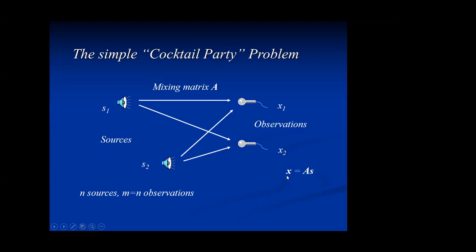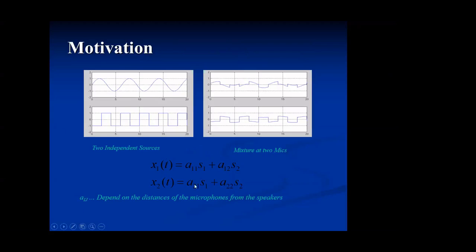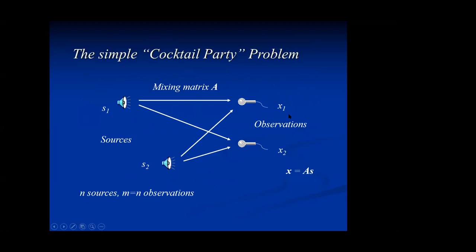So the observations X, if I take the X matrix, this is X1, X2, and so on up to Xn, is equal to A, an n by n matrix, times S1, S2, S3, and so on. This is a simple problem. This I have observed. These are the sources I have passed through the matrix. This matrix will have some coefficients. So you can write it in this manner: X1 of t is equal to A11 of S1 plus A12 of S2. X2 of t is A21 of S1 plus A22 of S2, if I take two simple sources.